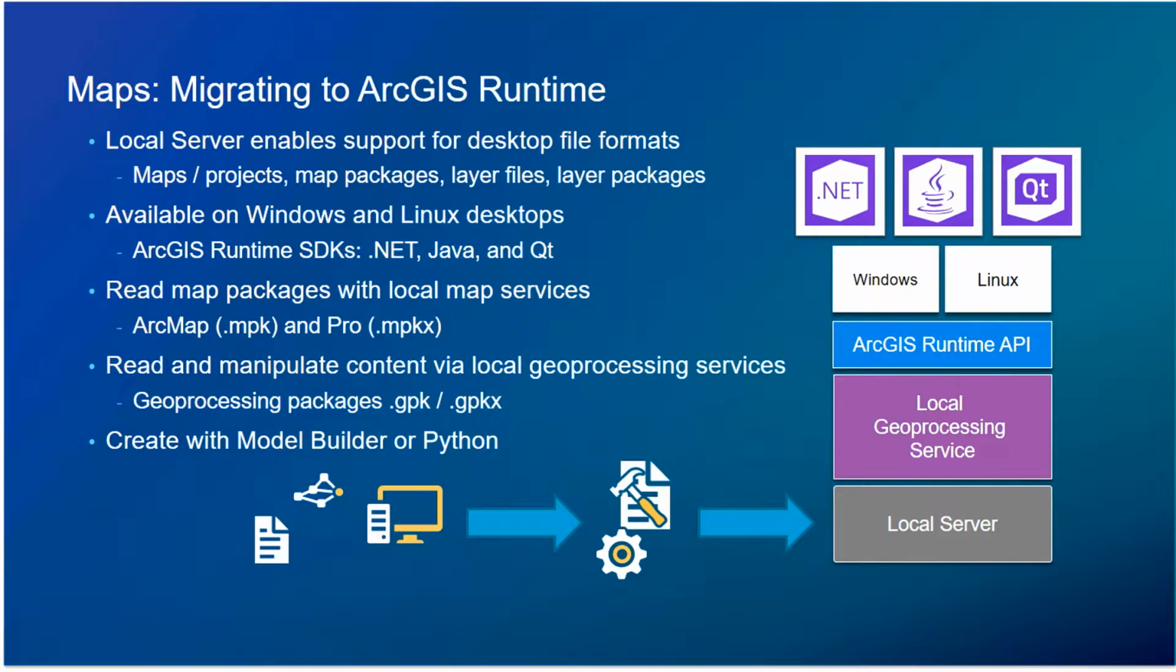The diagram there just shows that workflow of creating either a model with ModelBuilder or a Python script, packaging that with ArcMap or ArcGIS Pro to create a GPK or GPKX file, and then running that within the ArcGIS Runtime local server. The API for those three SDKs, .NET, Java, and Qt, includes an API for essentially small-scale server administration, because you're responsible as the developer for starting and stopping local geoprocessing services or local map services.